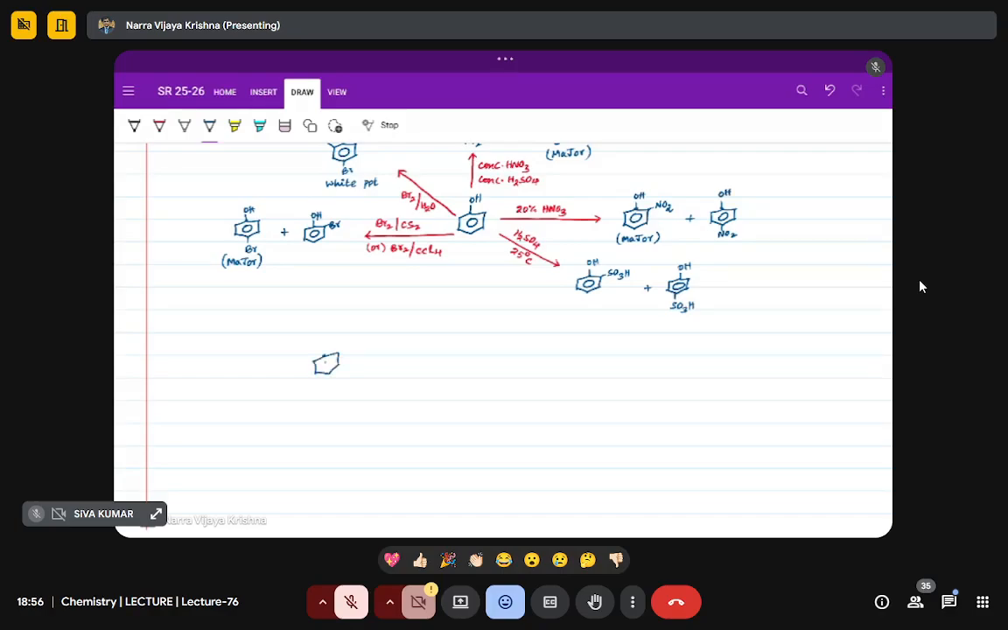Can I write it like this? This is OH, and S double bond O, double bond O, OH, that is SO3H. Is there any possibility for intramolecular hydrogen bonding? If intramolecular hydrogen bonding is possible, then ortho will be major. If no such hydrogen bonding is possible, then para will be major.